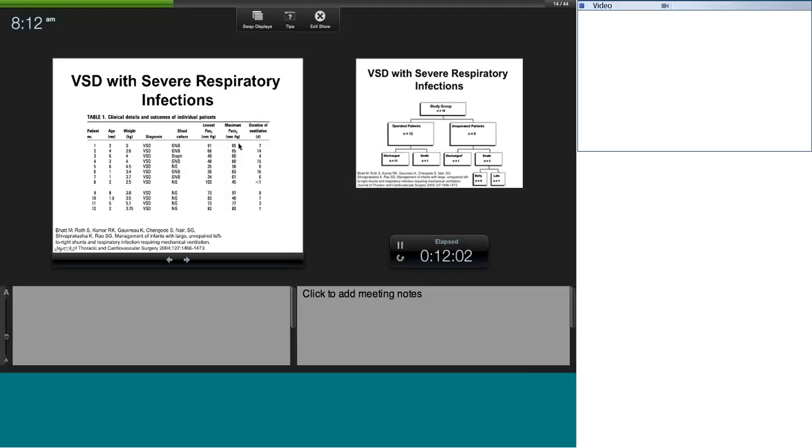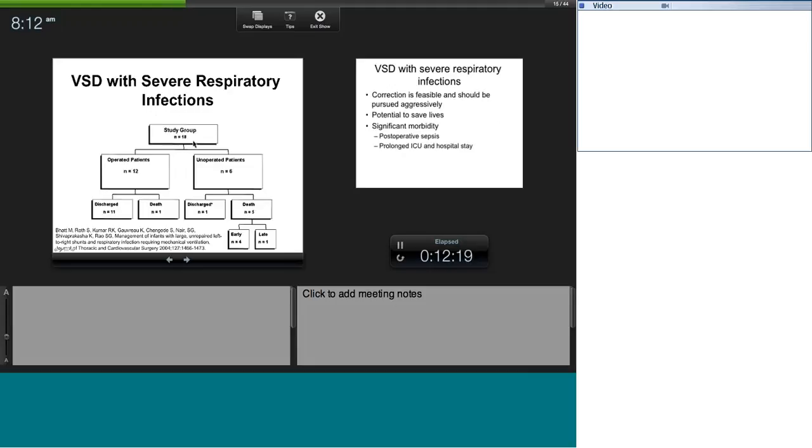And then the maximum PCO2 is again pretty high, you can see in the 60s. And many of them were ventilated for a fairly long period of time. Only a few were ventilated for 1 to 3 days, but there were many who were ventilated for 14, 15 days. And one was ventilated for 18 days.